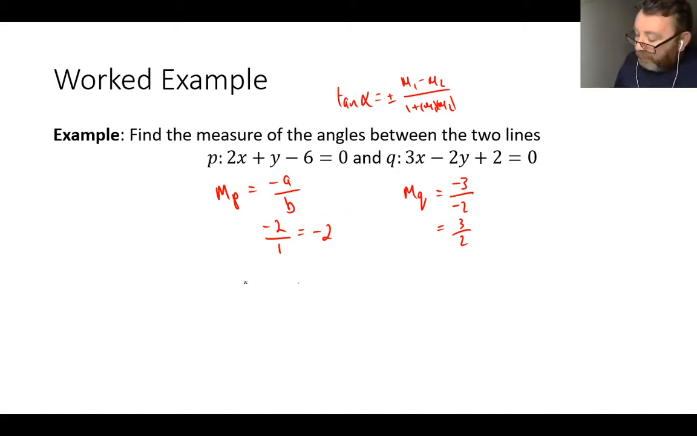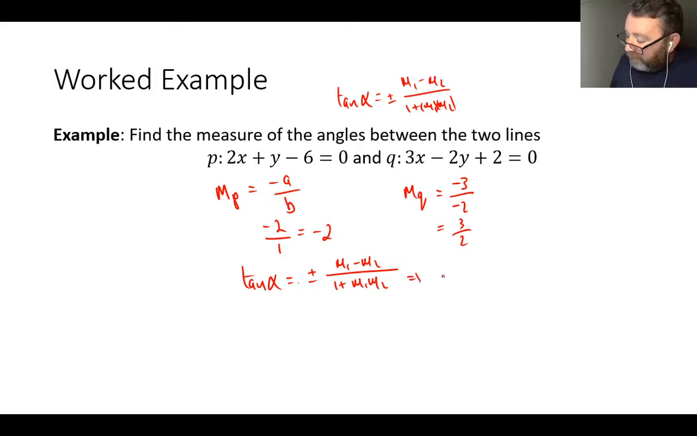So now that I know the slope of P and Q, I simply put them into the formula. That's all I do. I'm told the tan of the acute angle alpha is plus or minus m1 minus m2 over 1 plus m1 m2. So let's put them in and see what happens. That becomes plus or minus m1 minus m2. Now, it doesn't matter what way you put them in, because don't forget, the plus and the minus is in front of this fraction. So it doesn't matter which one you call m1 and m2. Don't get too worried about that. So I'm going to put down here minus 2 minus 3 over 2, over 1 plus minus 2 times 3 over 2. Now that's calculator work from here on in.